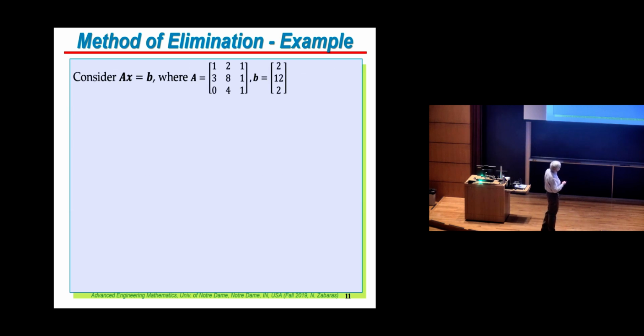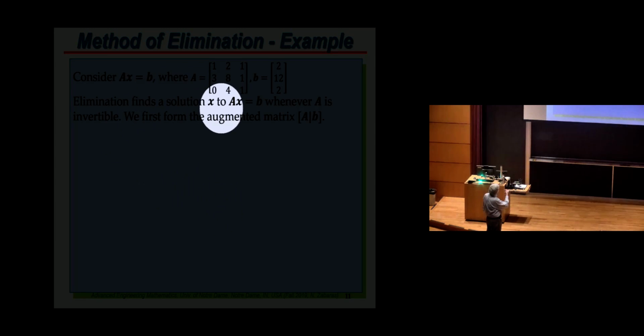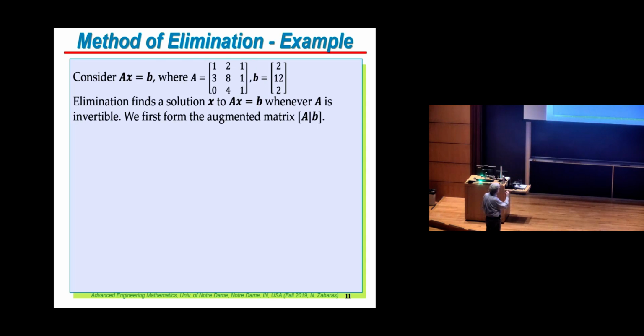Let me just start with a trivial example without elimination matrices. And once we understand this example, we can generalize using the notation from lecture 4. So let's say that we have this system of equations. A is given by this nice matrix here. Okay, B is this vector. And we want to solve the system of equations AX equal B.